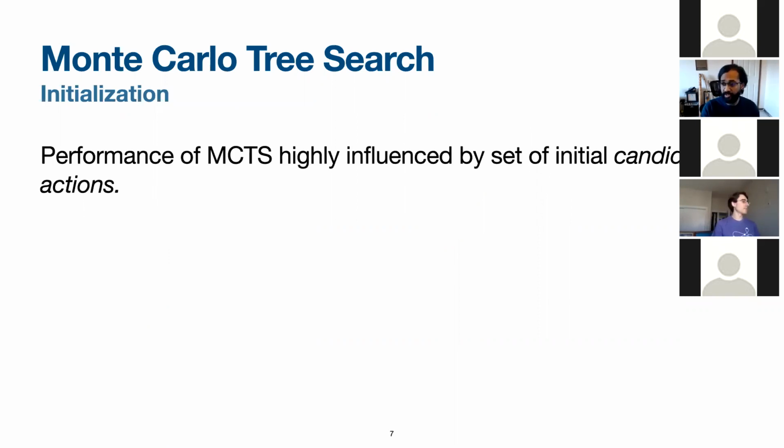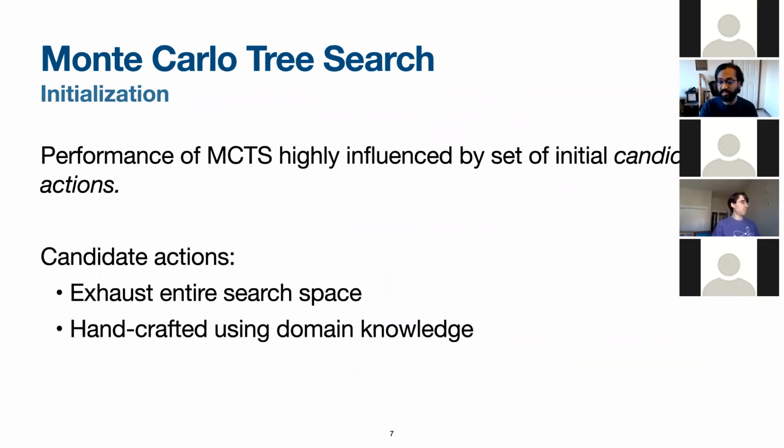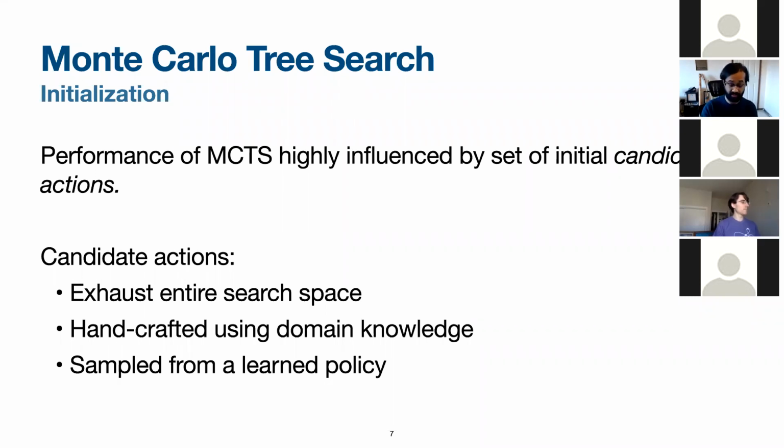The performance of Monte Carlo tree search is highly influenced by the set of initial candidate actions that it receives. Usually the candidate actions can exhaust the entire search space. Sometimes we limit the candidate actions that we search over using handcrafted actions that are built using domain knowledge. And recently, we've learned how we can sample actions from a learned policy instead in order to constrain the space we search over.